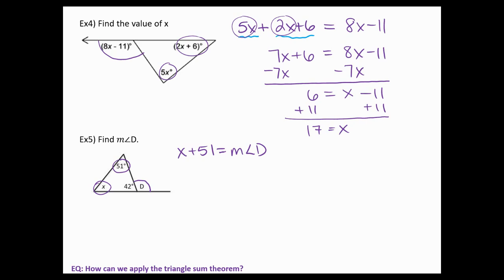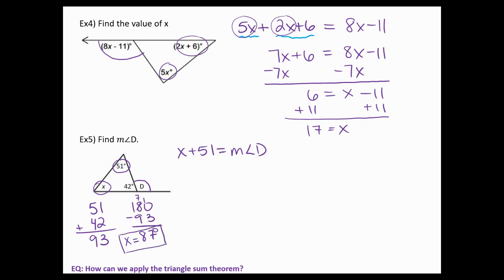I have a triangle. What do we know about all the angles in a triangle? They add up to 180. So I can take the two angles I do know, 51 and 42, and add them up. I get 93. Then I subtract that from 180. Minus 93, and I get 87. So 87 degrees would be my x. This is what my x equals, 87 degrees.